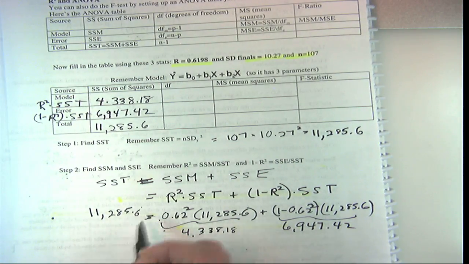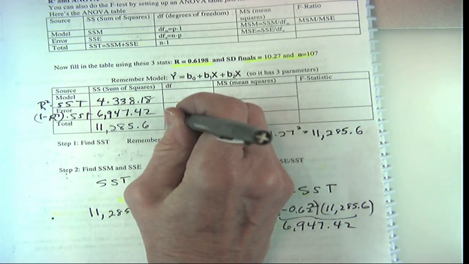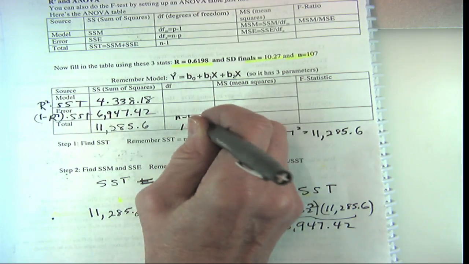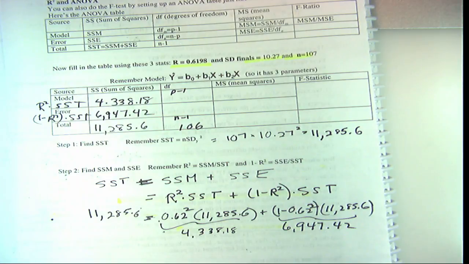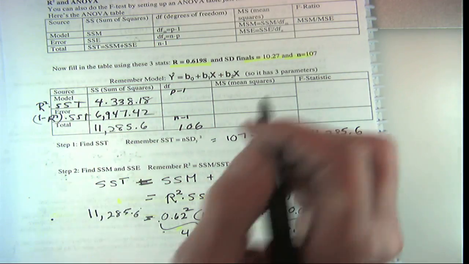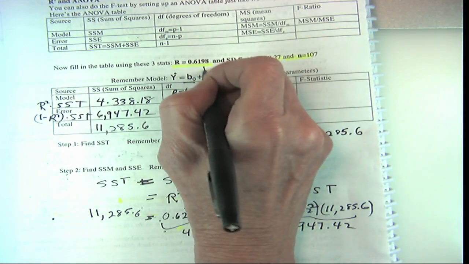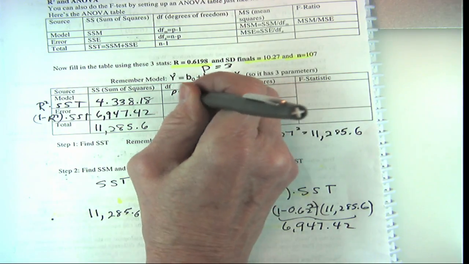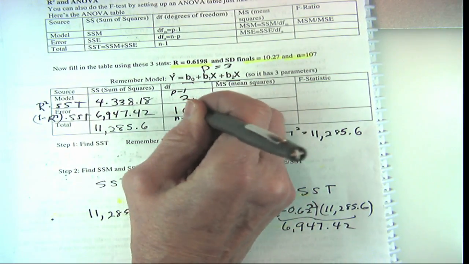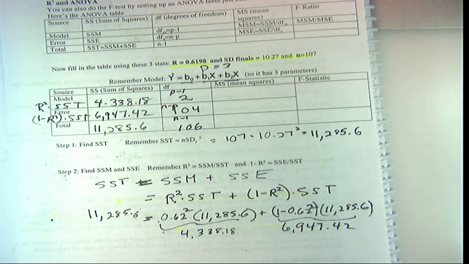Okay. Now, once you have that, the degrees of freedom. Okay, do you remember? They total n minus 1, so that's 106. For the model it is p minus 1. 3 parameters. 1, 2, 3. P equals 3. Okay, so that's 2. And this has to be 104. And you know it's n minus p. Okay, so they sum up.